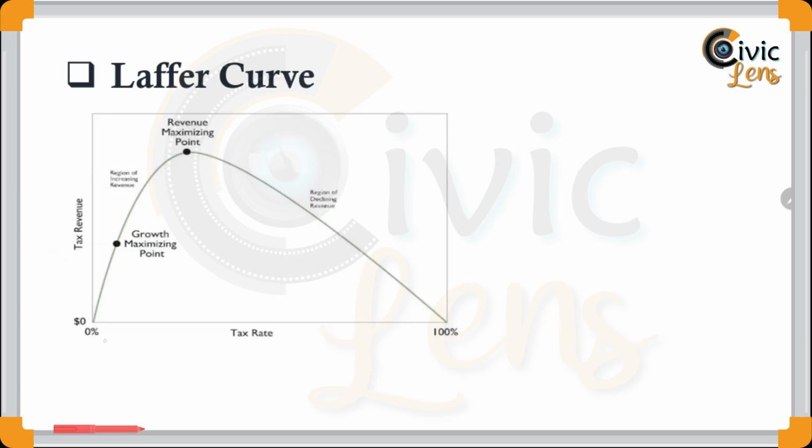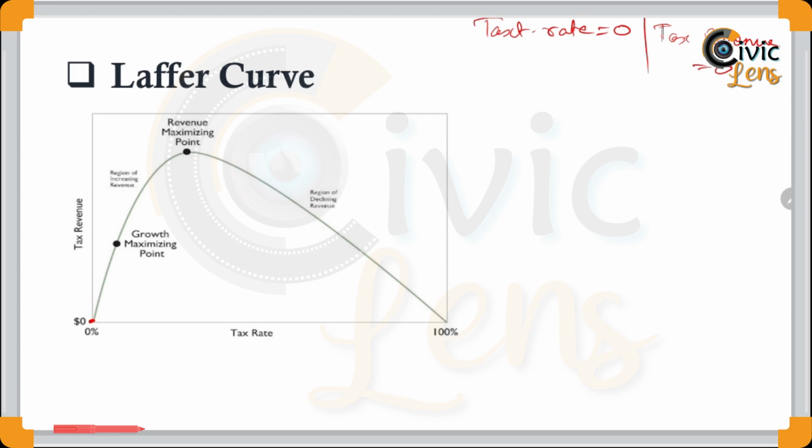So this is the Laffer Curve. As you can see here, when the tax rate is 0, you can imagine that tax revenue will be 0, right? Because when the tax rate is 0, that means the government is not levying any tax. So of course the tax revenue has to be 0 in that case.